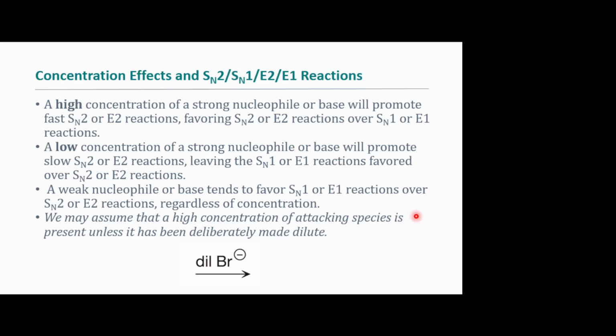Now, we may assume that a higher concentration of attack species is present unless it has been deliberately made dilute. So how you would see this is that would typically be noted, dilute, and then you'd have your attacking species. Okay? And we're particularly noting we have added a dilute concentration of this. Otherwise, you're always going to assume that there's plenty of the reactant. We're not going to have to worry about being low concentration.